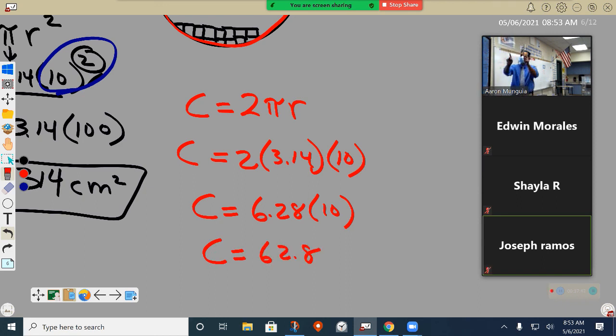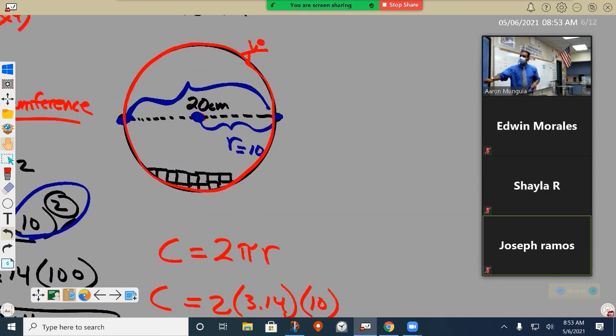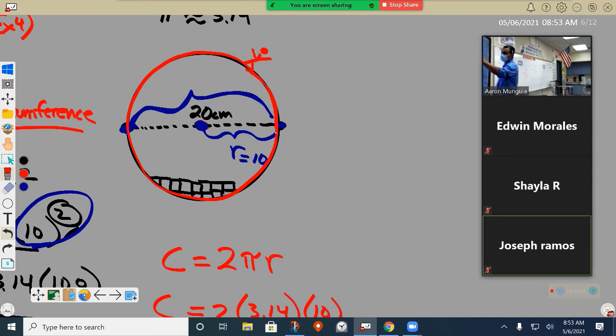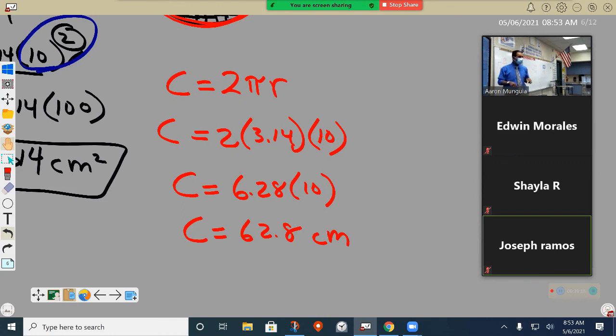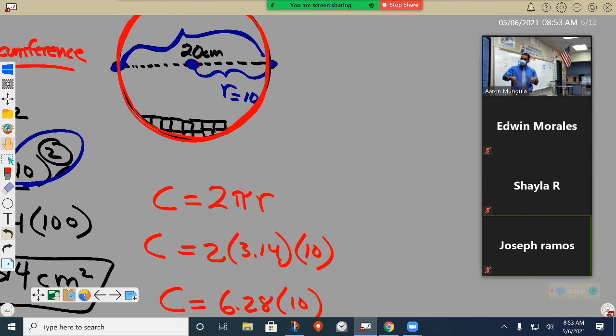62.8, yeah. What units, Ramos? Centimeters squared. Cool. No, actually just centimeters, because it's just one-dimensional. In other words, how many centimeters would this dude walk? He would walk 62.8 centimeters, just centimeters. One-dimensional, just distance, as opposed to area, which is two-dimensional. That's the square units that fill up the circle.